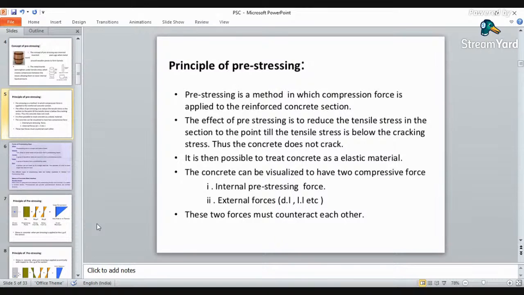So what is happening here? Concrete is in the state of pre-compression, and we have applied tension to the tendons. So both are in the extreme condition. So when we apply external load, it will be capable of counteracting your tensile stresses, such as arising from the load.